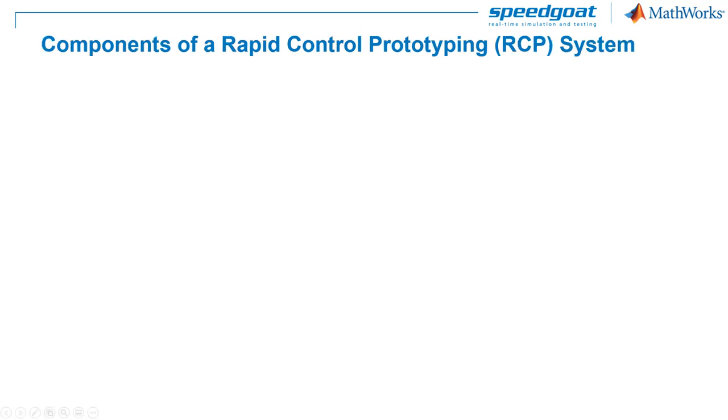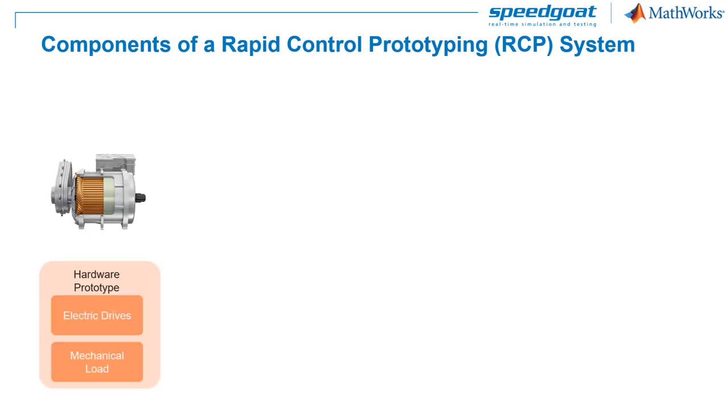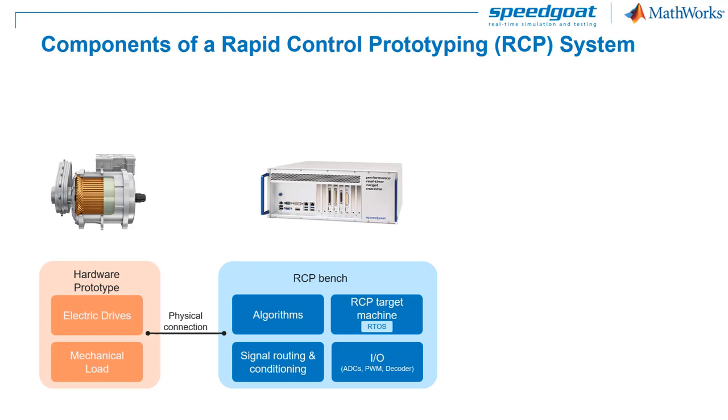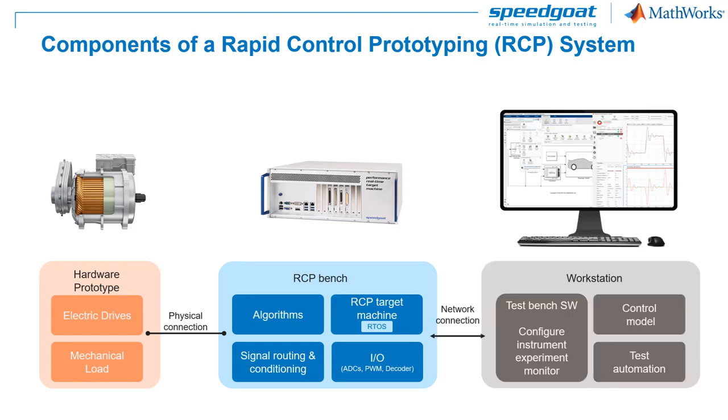Now, how can an RCP setup look like for electric motors? There are typically three main components. First, your hardware under test. In our case, we have an electric drive composed of the electric motor and power electronics converters and perhaps a mechanical load. Second, an RCP platform, including a real-time system where you run a controller together with I/O modules supporting data acquisition, signal conditioning, and communication with the system under test. Third, a workstation running application software that supports setup and operation of the RCP test bench.